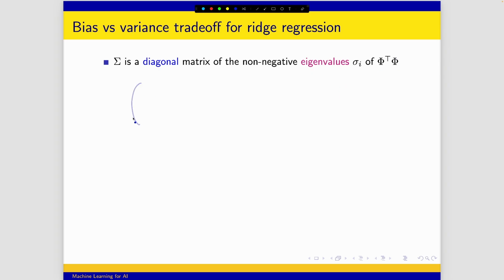So sigma takes this form: sigma 1, the first eigenvalue of phi transpose phi, then the second eigenvalue, down to the last eigenvalue, which will be sigma p. Right? Sigma p, because phi transpose phi is a p by p matrix, right? So we're going to have p eigenvalues, and everything else is 0. So this is what sigma looks like. It's a diagonal matrix with the eigenvalues of this matrix along the diagonal.